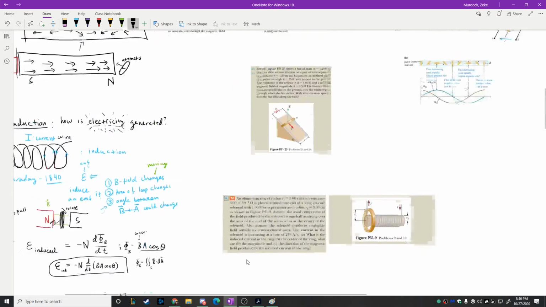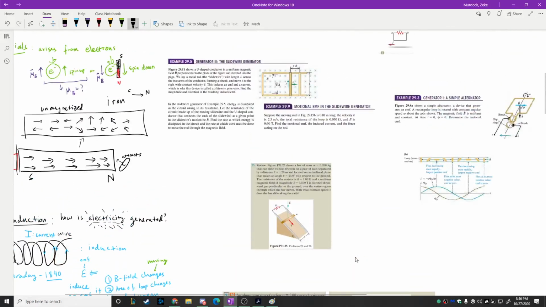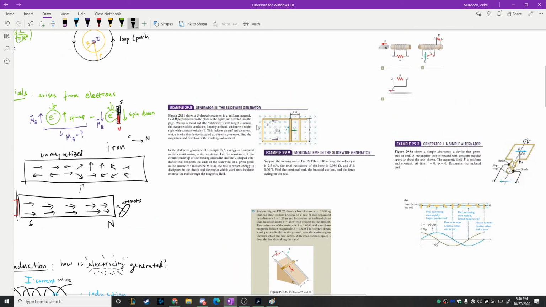Here, let me figure out. We're really far down here. What's a really good one to do? I guess this is the best one because it's going to cover the majority of your problems here. So let's do this one. I almost want to draw my own picture, but we'll use theirs. Their picture's fine.